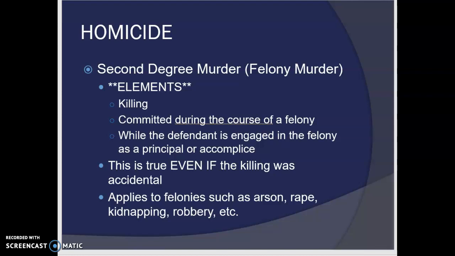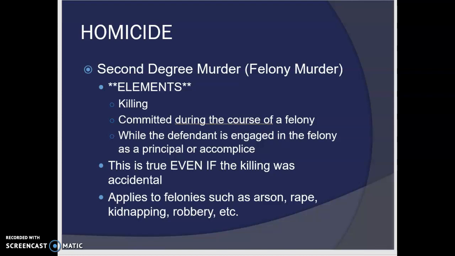If you commit one of those crimes and somebody dies while you are committing that crime, and you are either the principal or the accomplice, and if you don't know the difference, go back and watch the video on that, I posted it earlier, then you are going to be guilty of murder in the second degree. This is true even if the killing was accidental.